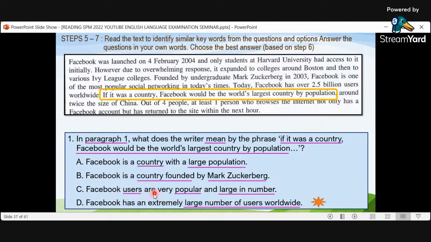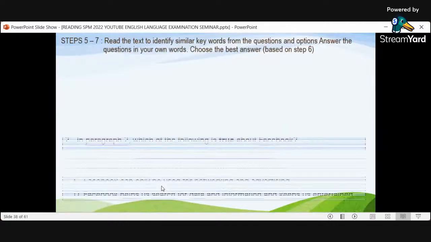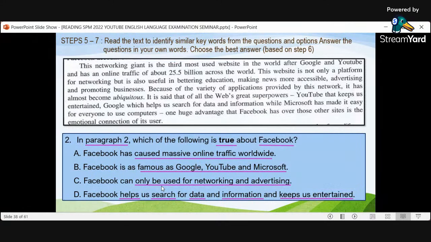Facebook users are very popular. Here it is talking about the users who are popular and large in number. Alright. So that is not the correct answer. The best answer would be D. Let's look at another one. Okay. So here we are asking for what is true. So let's look at what is true.